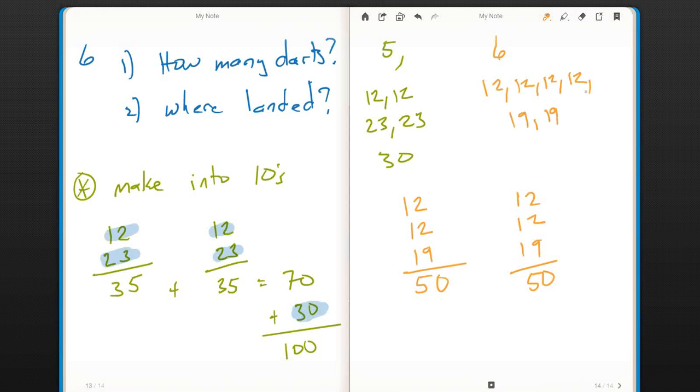So the answer to the question, how many darts, basically depends on how good of a dart player you are, right? I would be in the orange category, throwing them on the outside boundary. If you're a good dart player, maybe you could be on the green category and throw a 30-point bullseye along with the rest of them. But either of those ways would get you 100 points. One of them would use 5 darts, and one would use 6 darts.